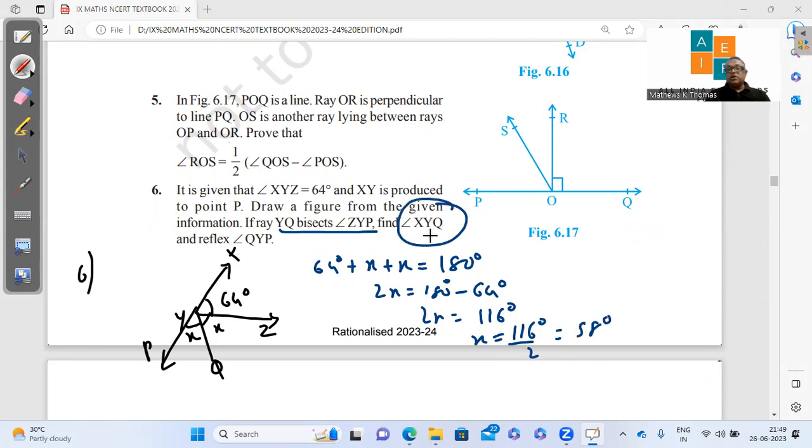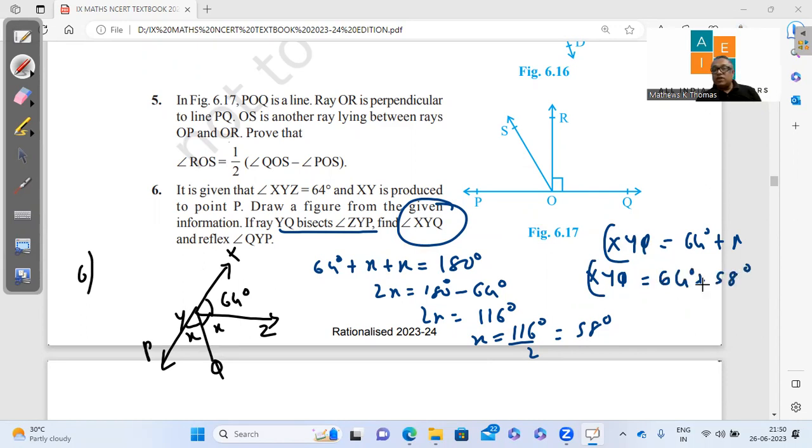Now the first part is to find angle XYQ. What is angle XYQ? If you look at the figure, XYQ is 64 plus x. So angle XYQ is 64 plus the x value we have found here, 58. 64 plus 58 is going to be 122 degrees. So this is the first part.